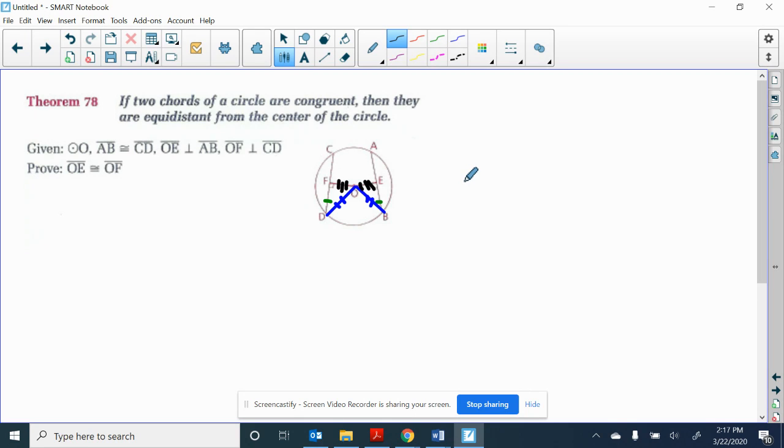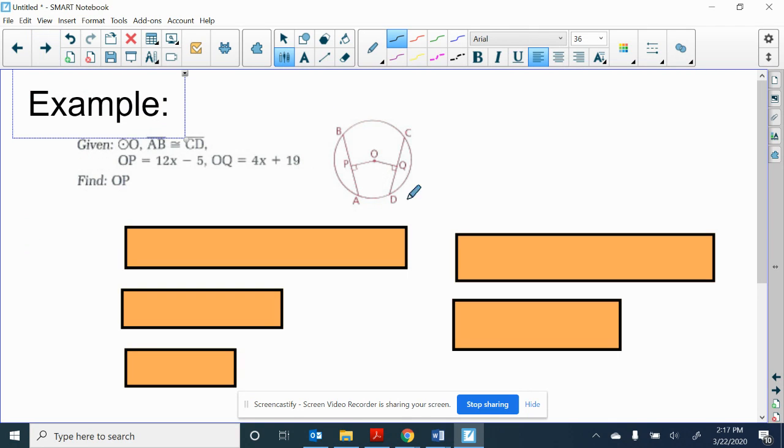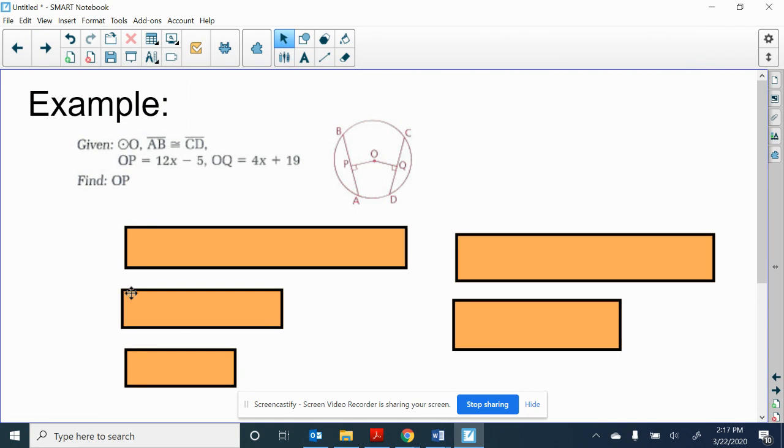Okay, so that's theorem 77 and theorem 78. Let's start applying these two theorems to some practice problems. So here we have circle O, I have AB and DC congruent to each other, and we want to find the length of OP. So we're told that OP is 12x minus 5 and OQ is 4x plus 19.